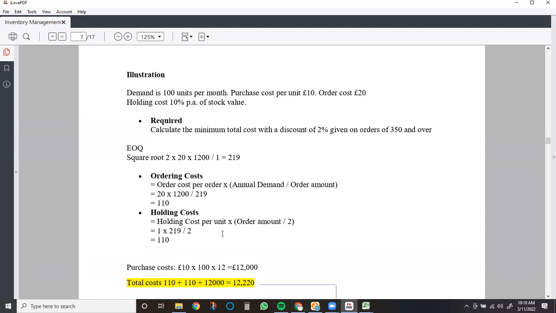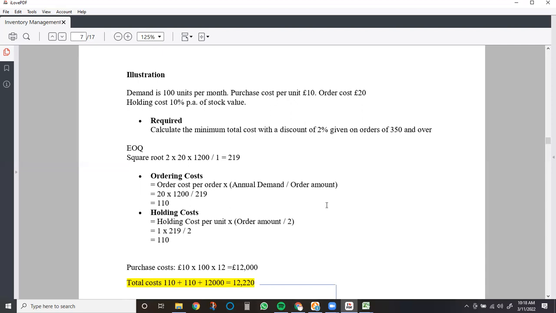So the economic order quantity in this question is the square root of 2 times 20 times 1200 divided by 1. I guess I could have put some brackets there to make this a little better. Oh, I forgot this is a PDF presentation. But you know how to calculate the EOQ by now, and it works out to be 219.